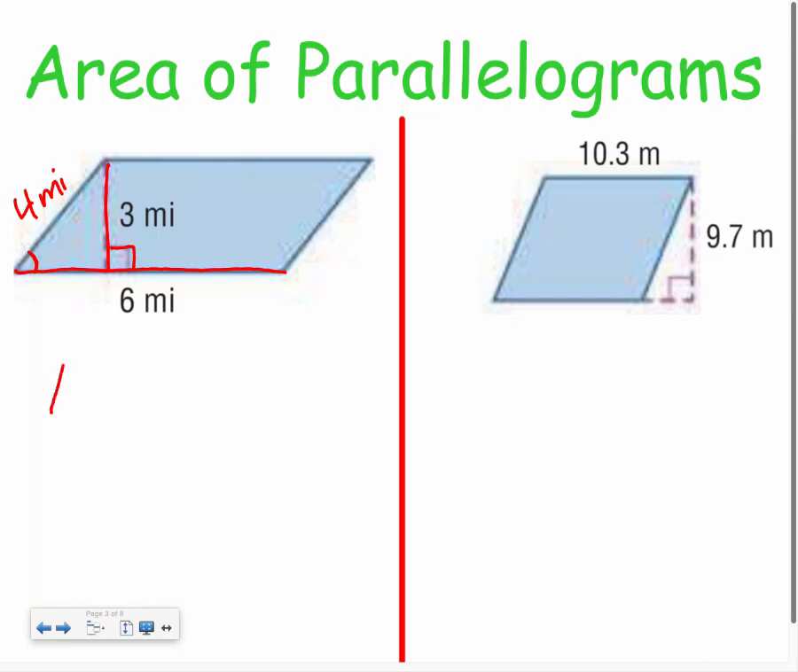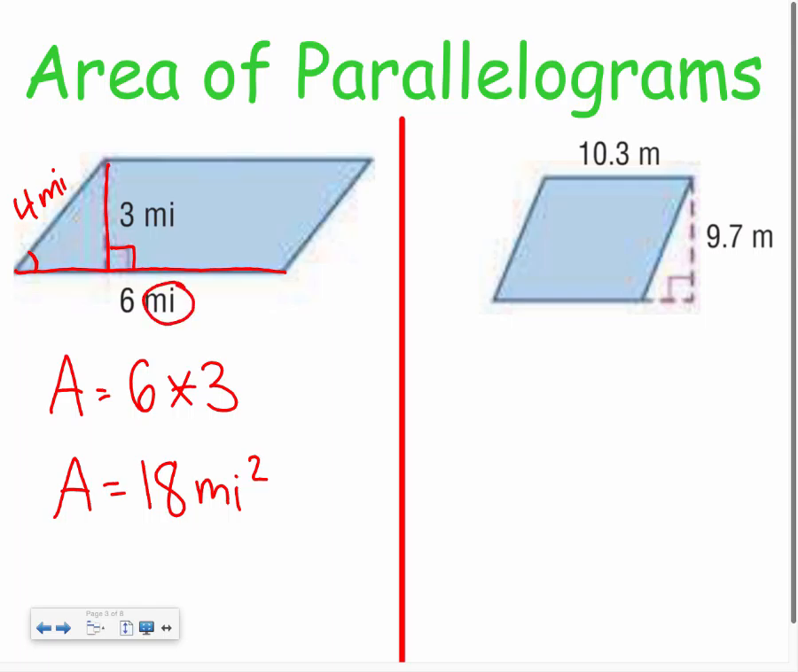So we have our area is equal to the base times the height, giving us area is equal to 18 miles squared. Remember that when you are doing area, your unit is squared because you are taking miles and multiplying by miles. So you have two sets of measurement.